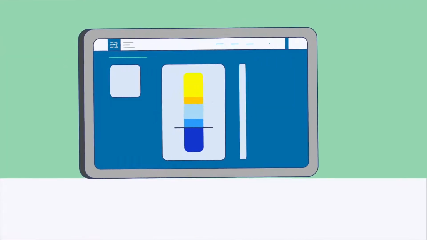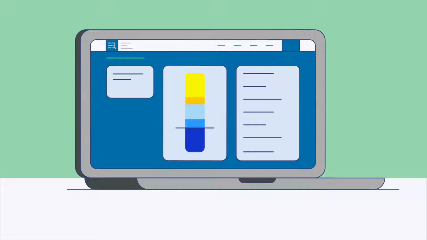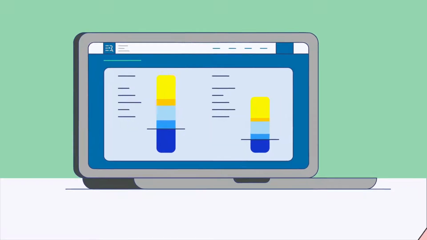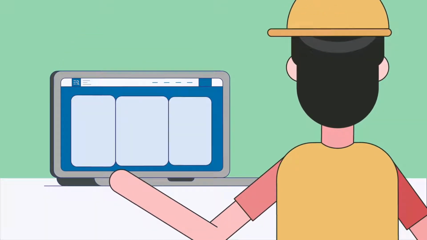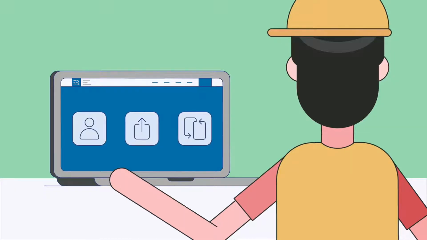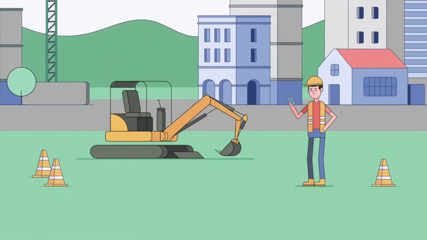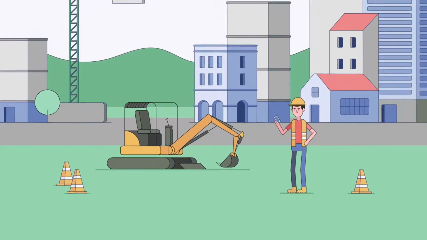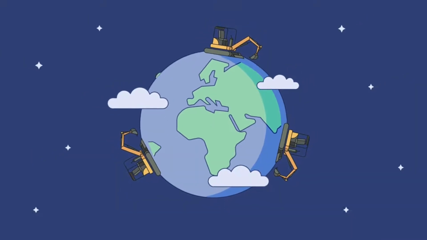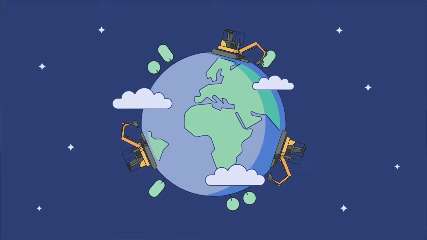You can then share results or compare different scenarios to explore how you could lower your greenhouse gas emissions. And you can also embed the calculator on your own website. Use the ERA Equipment CO2 Calculator and start to build a more sustainable future.